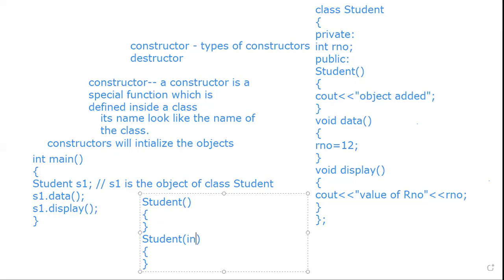How can you define? I can say int a. This will be allowed. Otherwise, if you want to use a float a. So what will happen? This is a constructor without any parameters, whereas this is the constructor with parameters. So this can be acceptable. Likewise, you can create n number of constructors.